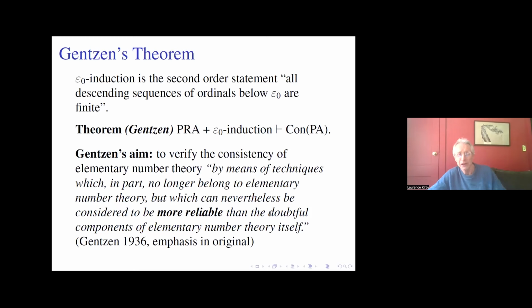But anyway, so Gentzen's aim was to verify the consistency of elementary number theory by means of techniques which in part no longer belong to elementary number theory. And elementary number theory in those days, we can read as first order PA. But which can nevertheless be considered to be more reliable than the doubtful components of elementary number theory itself.